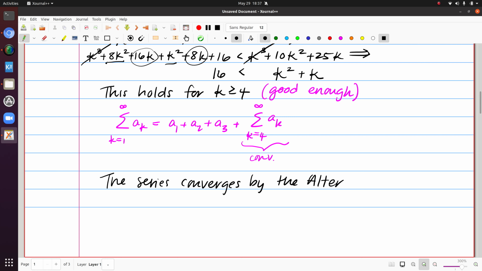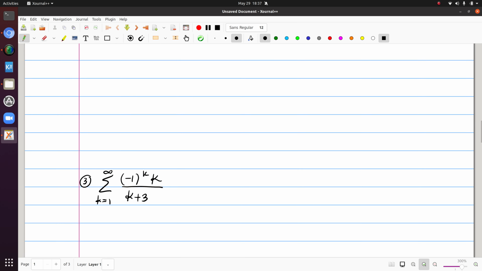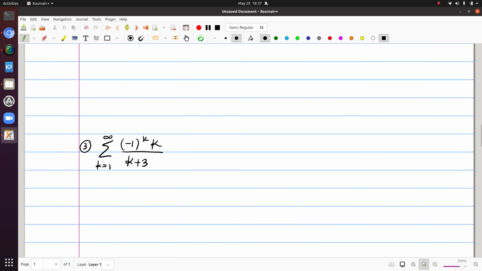So if it's not quite so clear that the conditions hold, you might have to do a little bit more work. That's what we're seeing there. And my third example I want to consider is, again, an alternating series. B sub k is the absolute value of a sub k, which would be k over k plus 3.